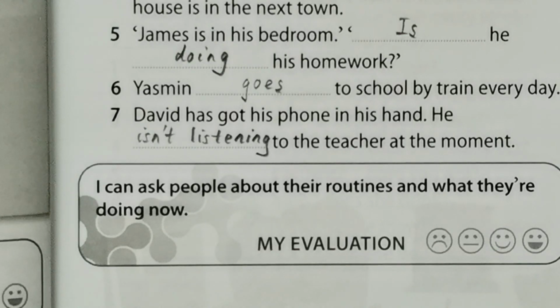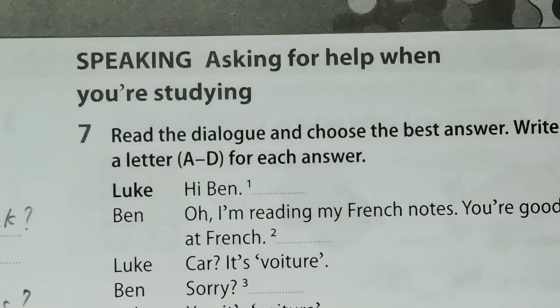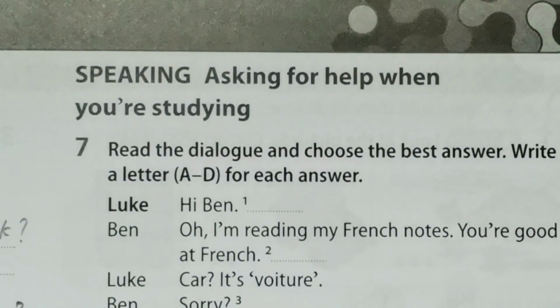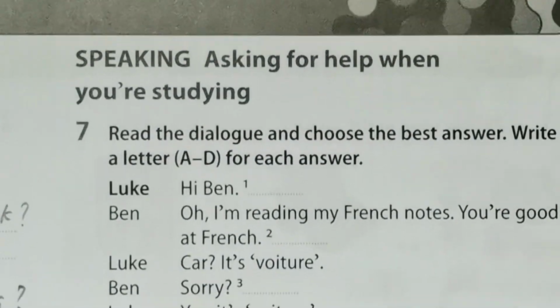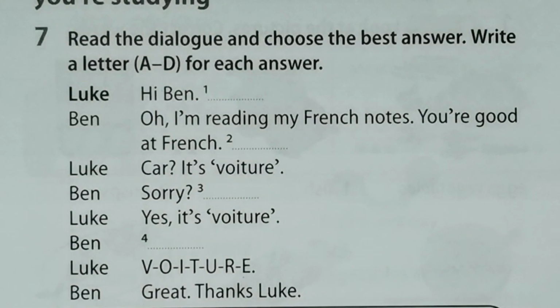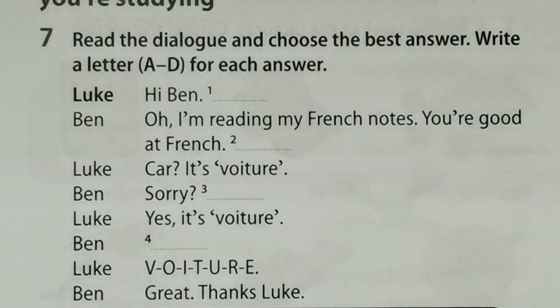And then next we move on to the next activity. So we have activity 7. So speaking, asking for help when you're studying. So we have a dialogue here. So read the dialogue and choose the best answer. So write a letter A to D for each answer. So you don't need to write the whole sentence here. So just fill the alphabet in capital letter.